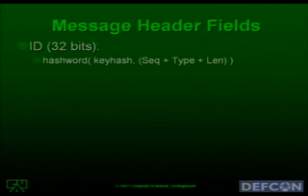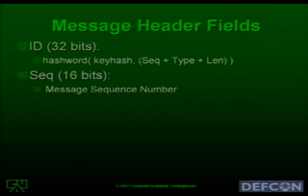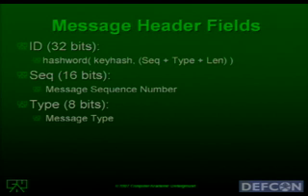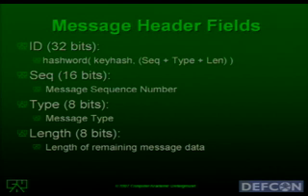Message header fields, like I said, we have a 32-bit ID. That's basically what we're going to use to identify whether the message is a valid steg message or not, and that is a 32-bit hash of a key hash, which is from user input, and the sequence type and length, which is the remainder of the header. The sequence number is your standard incrementing sequence number. The type tells us what type of steg message is going to be, and the length is the remaining size after the header.